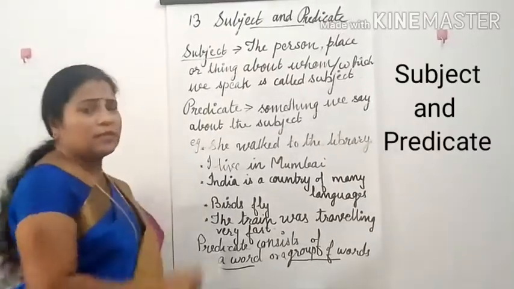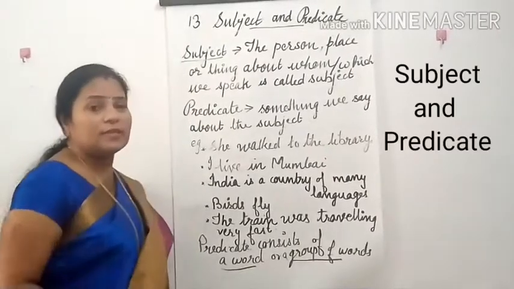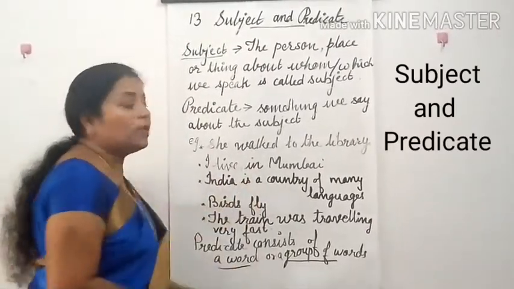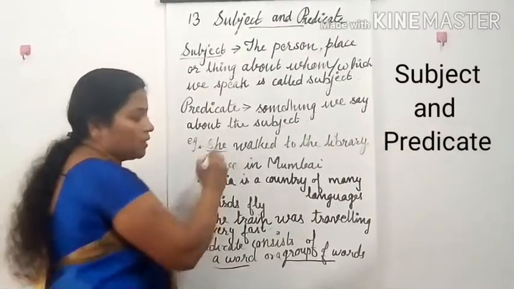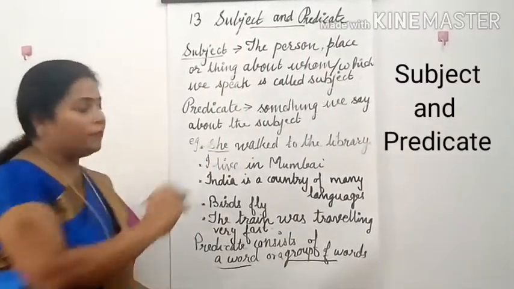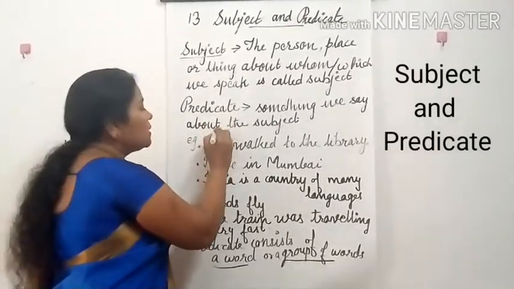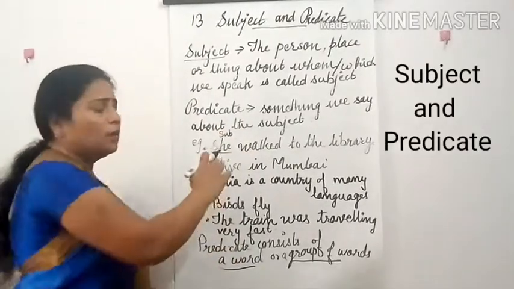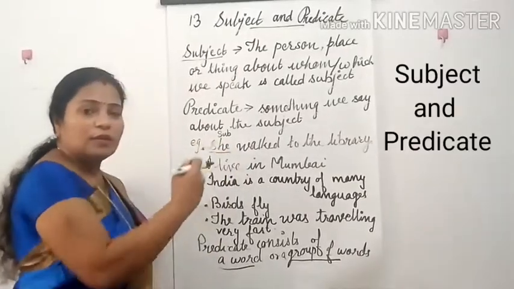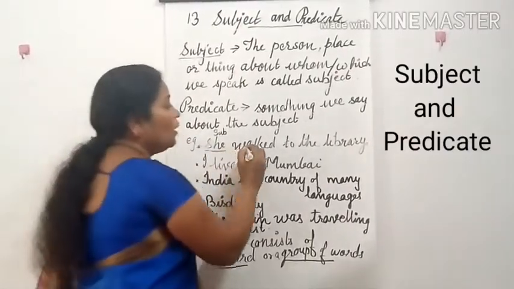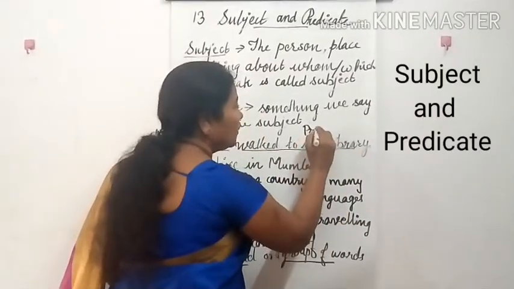Now, in these sentences we are talking about subject and predicate. So look at these examples. She walked to the library. Now she becomes the subject. നമ്മൾ ആരെ പറ്റിയാ പറയുന്നത് ഇവിടെ? She. Yes, we are talking about this person. So she becomes the subject. And what are we saying about her, എന്താണ് ഷീയെ പറ്റി പറയുന്നത് നമ്മൾ? That she walked to the library. So the rest of the sentence becomes the predicate.